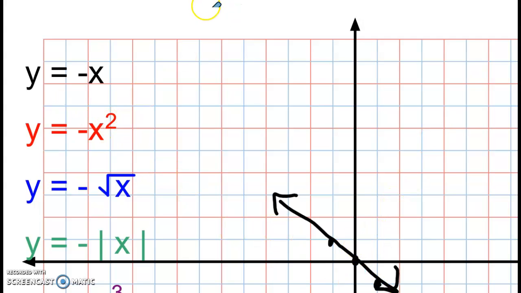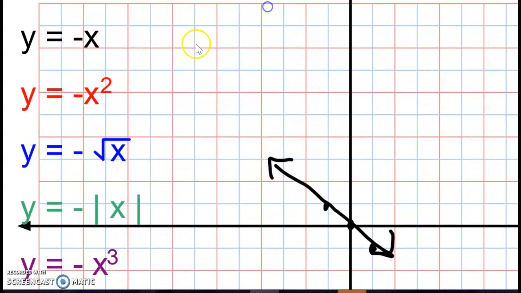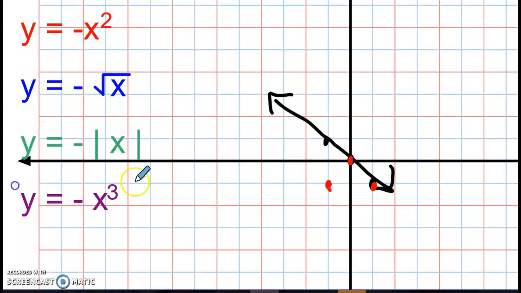-x squared, similar situation here. 0, 0. 1 squared is 1, but then I take the opposite of that, which is -1. -1 squared is 1. Opposite of that is -1. 2 squared is 4, but the opposite of that is -4. So I'm going to be 1, 2, 3 down here. -2 squared is 4, but the opposite of that is -4. So it takes our parabola and flips it upside down.